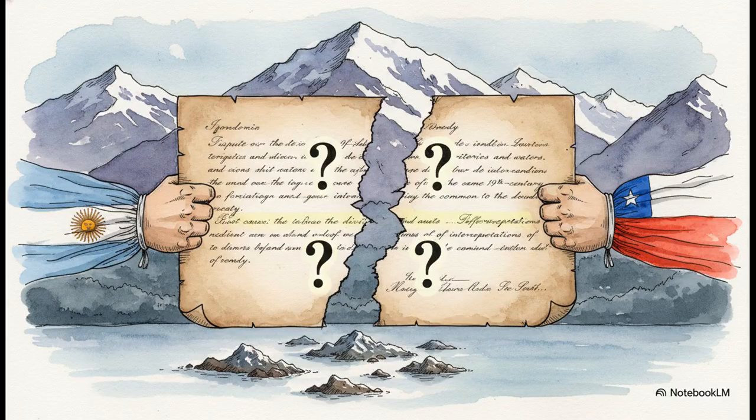A classic example of this is the long-running spat between Argentina and Chile over some islands in the Andes. Both countries are looking at the exact same 19th century treaty, but because the wording about mountain crests and watersheds was ambiguous, they come to totally different conclusions about who owns what. It's a perfect case of dusty old text causing very real modern-day tension.